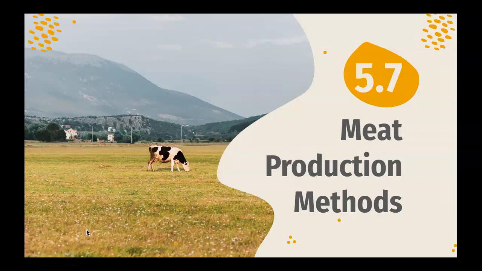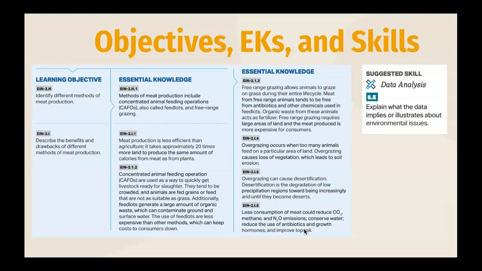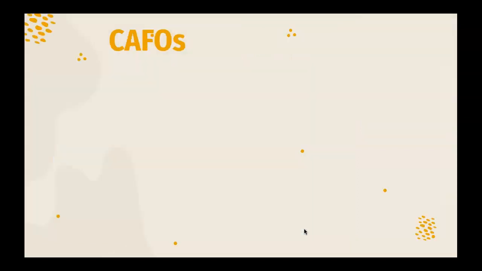Anyway, we're talking about meat production methods, which is 5.7. There's a lot of essential knowledge that you need to gain in here, but we will go through it for sure. You need to be able to identify the various ways that we have in the United States and around the world of producing meat, and then you need to be able to identify both the benefits and the drawbacks of each of those various types of meat production.